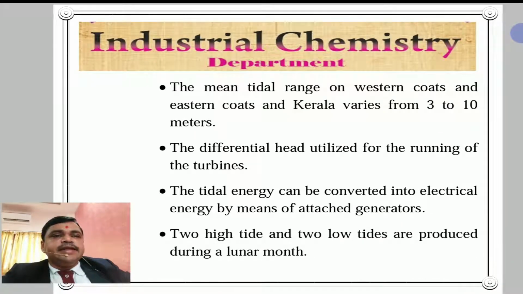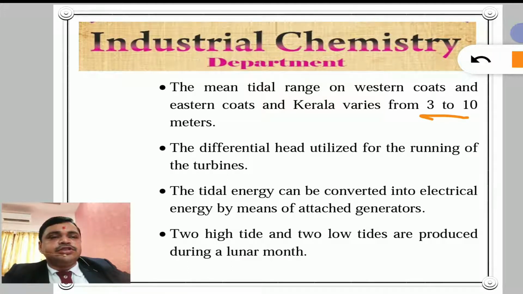The main tidal range on western coasts and eastern coasts, and especially in Kerala, varies from 3 to 10 meters. It is a very important point. The differential head is utilized for running the turbines. The tidal energy can be converted into electrical energy by means of an attached generator. Two high tides and two low tides are produced during a lunar month.